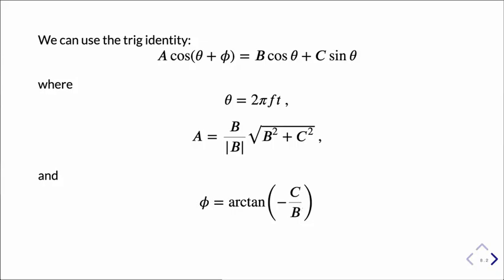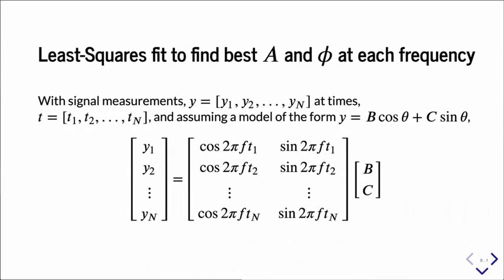With this trig identity in place, we can go ahead and set up our equations for a least squares solution. Again, we have our observed data points, our y's, and we'll set that up in a column matrix. Then we have what we're going to calculate. We're going to define y to be equal to b cosine theta plus c sine theta. So we have a bunch of cosine and sine terms for each given frequency at each time, multiplied by our amplitudes b and c, and then we can fit for b and c.